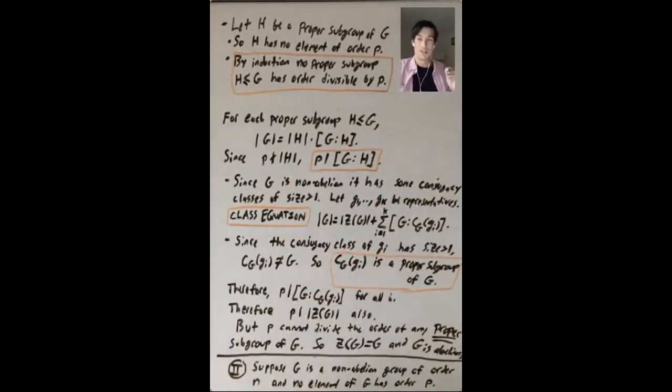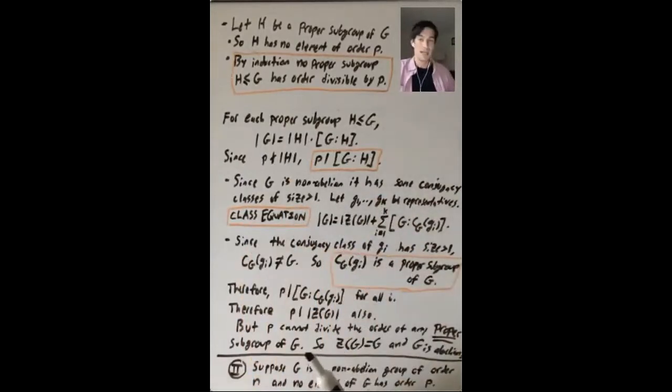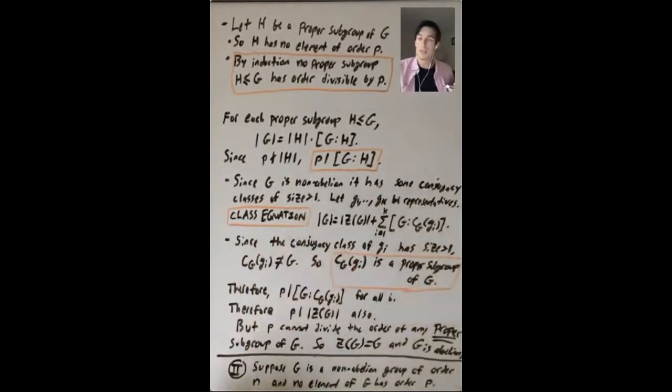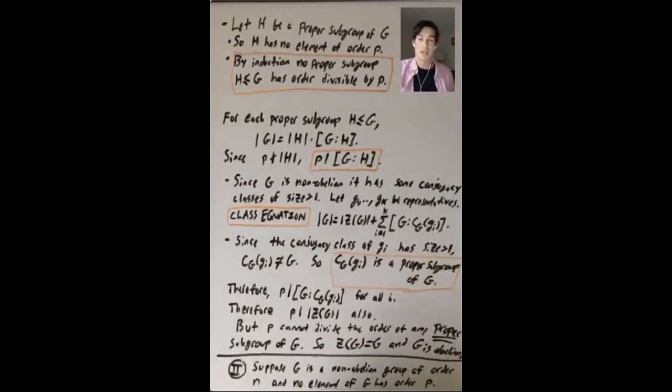All right, the second big idea is to use the class equation. So since G is a non-abelian group, it has some conjugacy classes of size bigger than 1. Right? What does it mean for a group to be abelian? It means the center is the whole group. The elements of the center are exactly the orbits of size 1 under the conjugation action. So let's let g1 up through gk be representatives of these conjugacy classes of size bigger than 1.